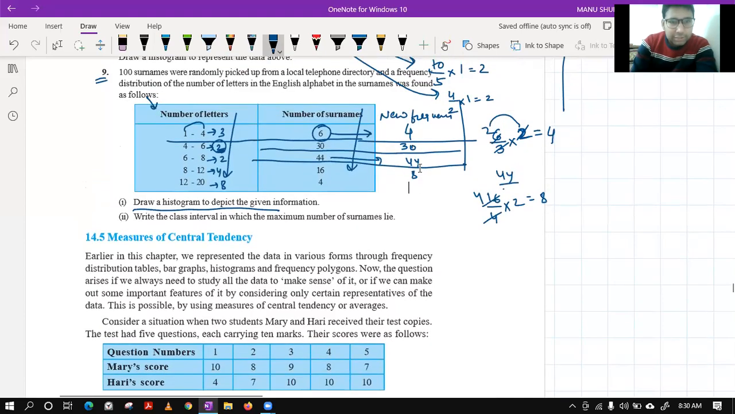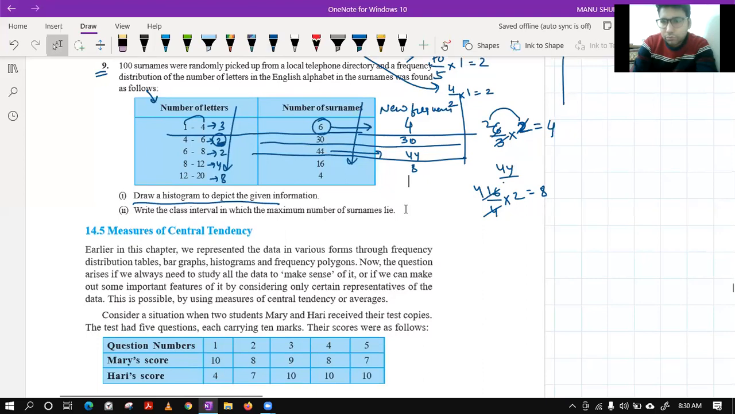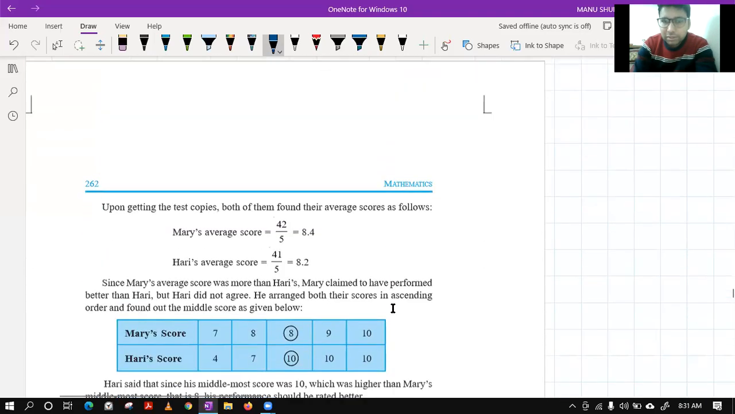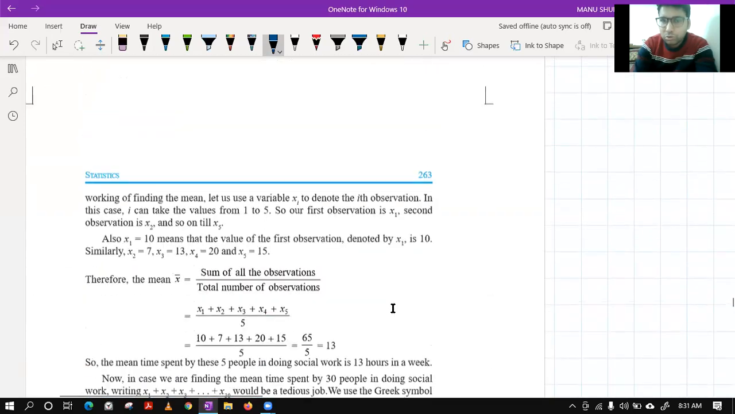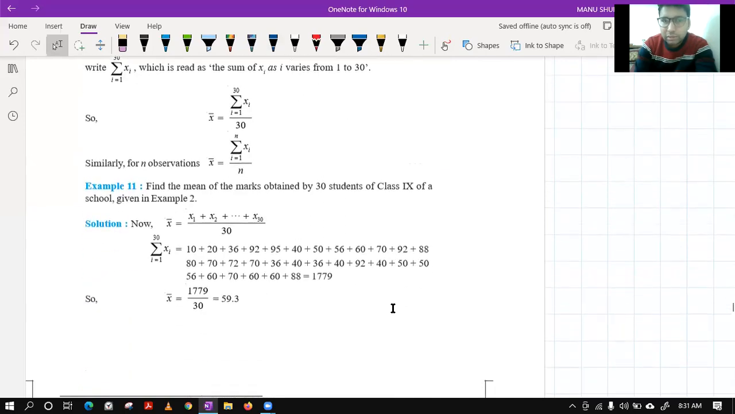Okay, write the class intervals in which maximum number of surnames lie. This is also okay. The syllabus is histograms with varying base length. Okay. So class, this topic of varying base length is deleted as per the CBSE. Then mean, median and mode of ungrouped data. That also. But still we will see this topic tomorrow of mean, median and mode, because this all will be used. Okay. Although it is deleted, but we will see.